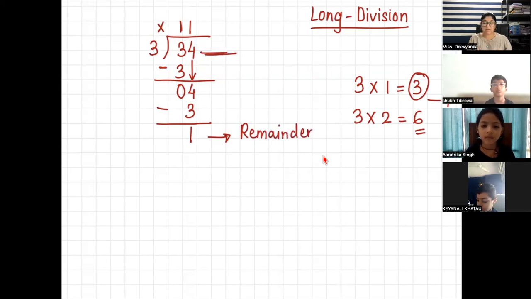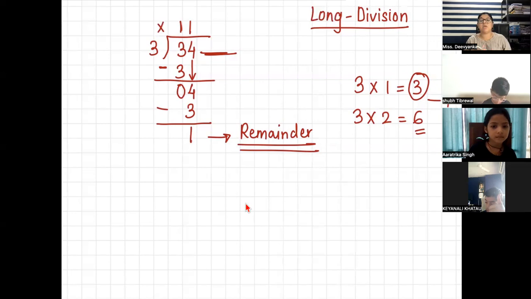And there are no digits here to solve further, right? So this part becomes your remainder. Understood? Are we clear what a remainder is? Remainder means something that is remaining, which cannot be divided further.